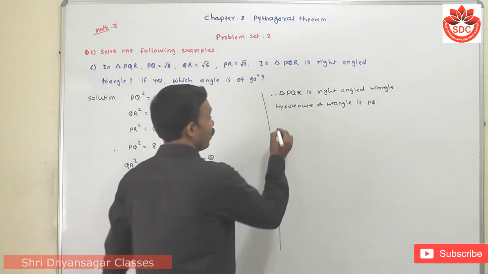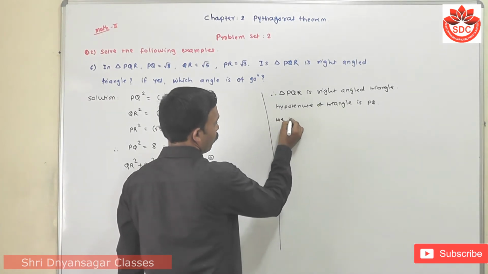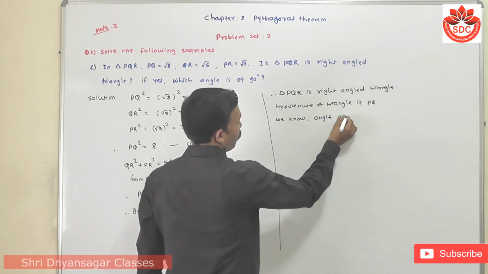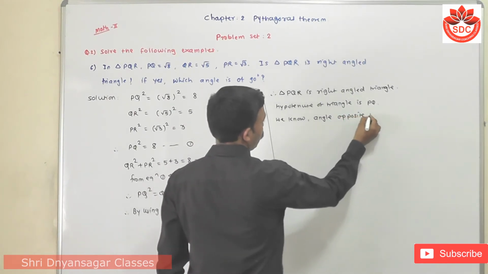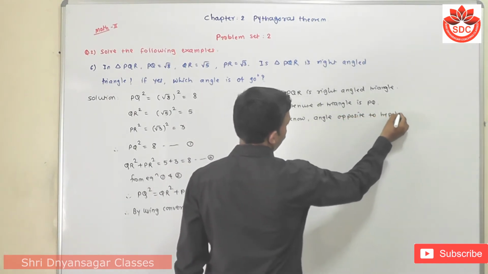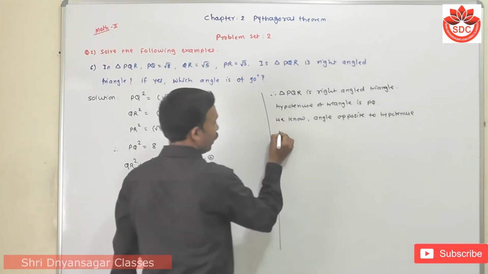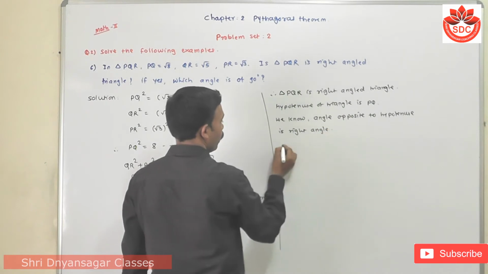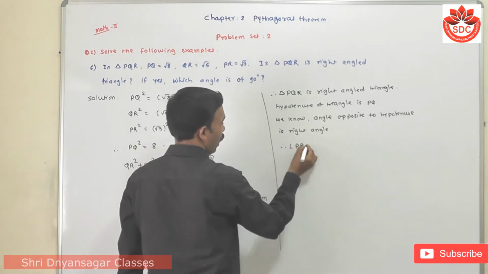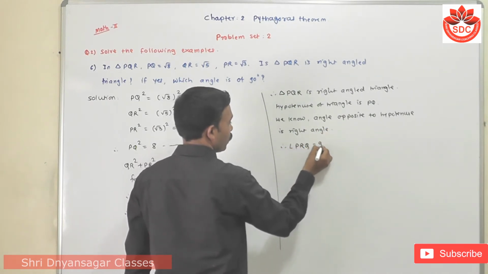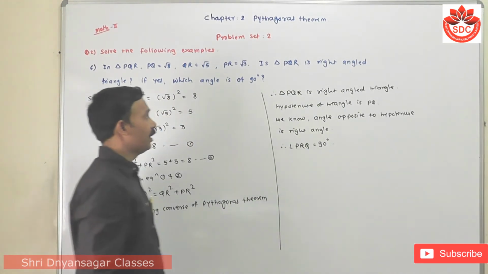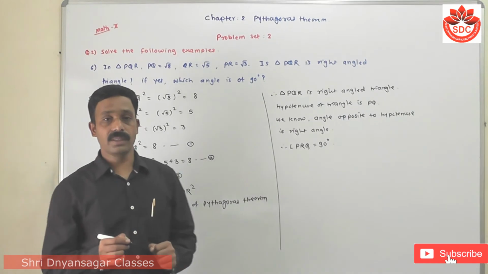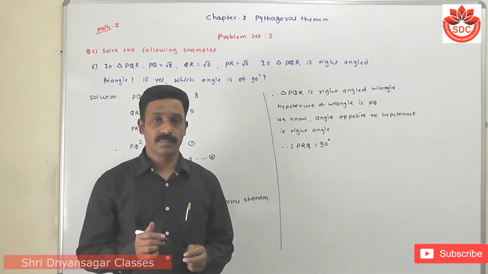So we write here, we know the angle opposite to the hypotenuse is the right angle. Therefore, angle PRQ is equal to how much? 90 degrees. And this is our answer. Can you understand this question? Okay, we see question number 3.